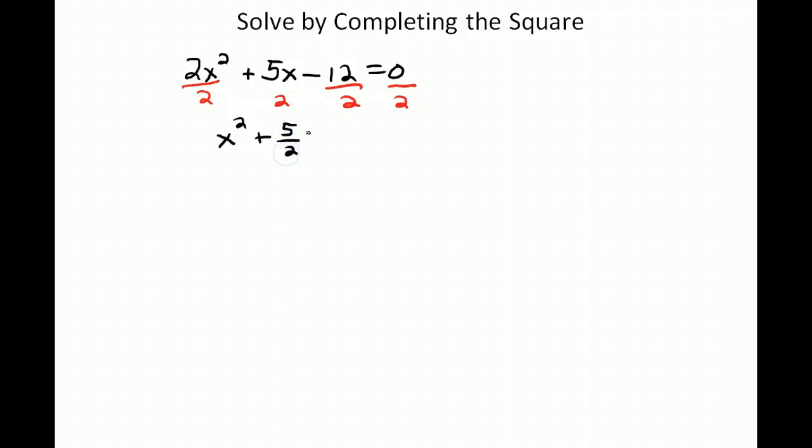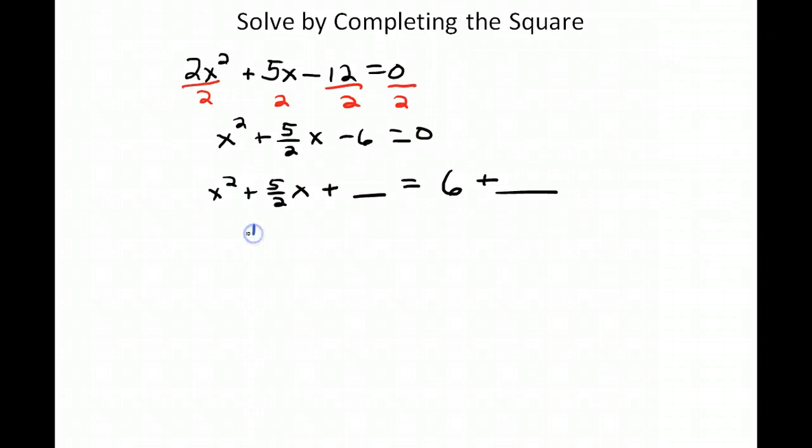So I get x squared plus 5 halves x minus 6 equals 0. The next thing you need to do is get that minus 6 on the right side. So add it to both sides so that it's now on the right side. Put in a plus blank because we want to choose what number goes in the blank. Now to find what goes in the blank, we need to take 1 half of my coefficient of x, in this case it's 5 halves, take 1 half of that, gives me 5 fourths, and square it, and that's what goes in both of these blanks. So that's going to be 25 sixteenths.